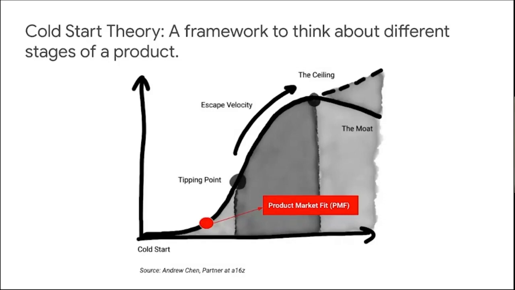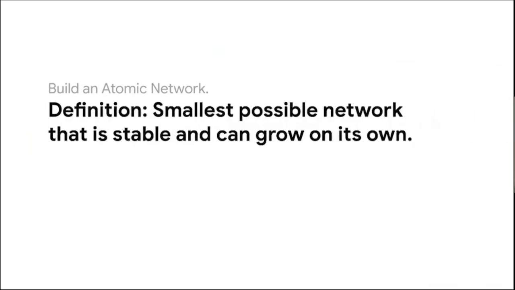So how do you solve the cold start problem? Well, the first step to solving the cold start problem is identifying and building an atomic network. A network of users which is stable, engaged, and can self-sustain. Andrew defines it as the smallest possible network that is stable and can grow on its own. Once you have such a network, you have found a product market fit. Let's crystallize this concept with some examples.